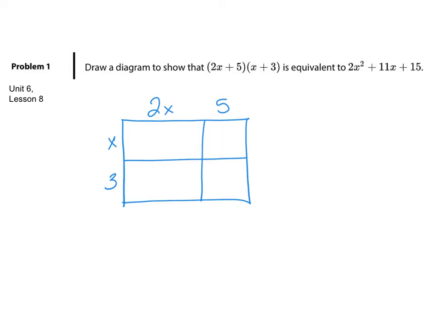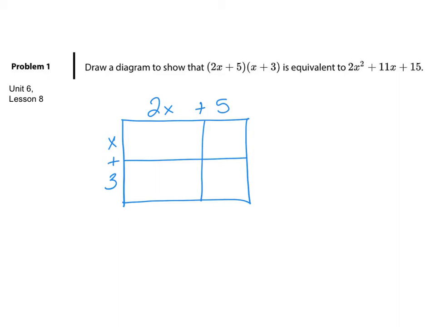Okay, here we go. Problem number 1 in lesson 8. We're going to show that (2x + 5)(x + 3) is equivalent to all of this. And so I drew my diagram here. This part across the top is my 2x + 5. Here is my x + 3. It might be helpful to put in those plus signs there too if you want.